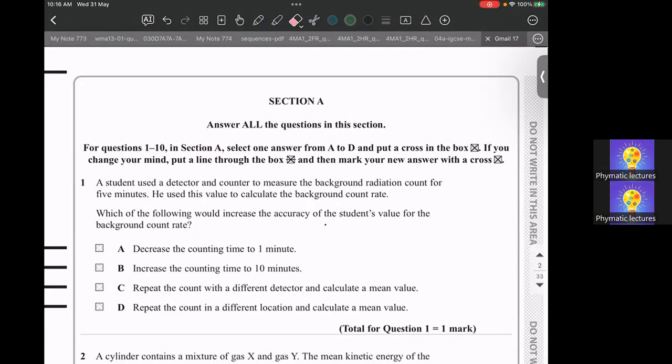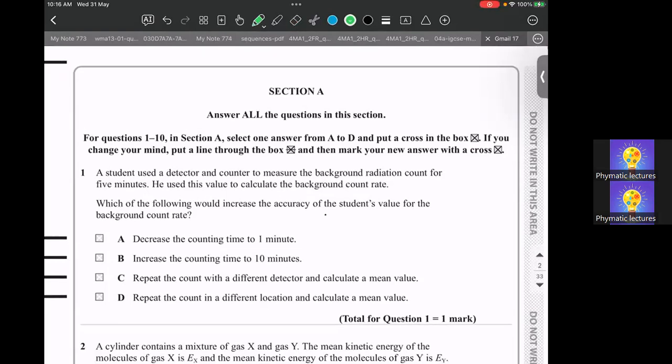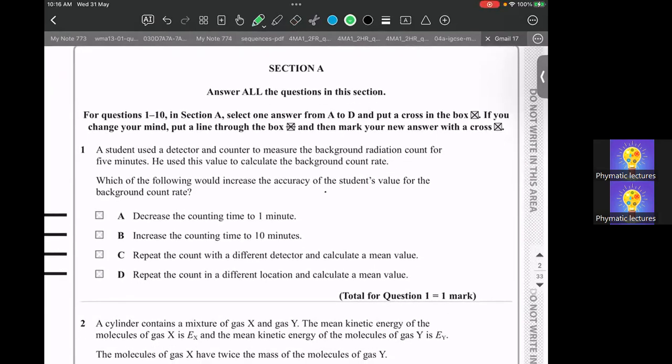Anyway, we'll move to section A questions. Section A is from nuclear physics. A student used a detector and a counter to measure the background radiation. Background radiation count for 5 minutes. He used the value to calculate the background count rate. Which of the following would increase the accuracy of the student's value for background count rate?